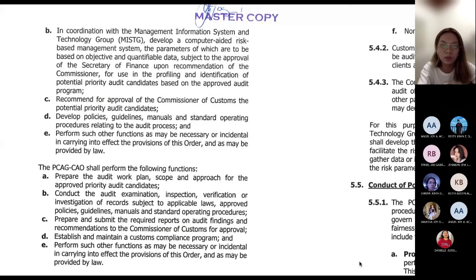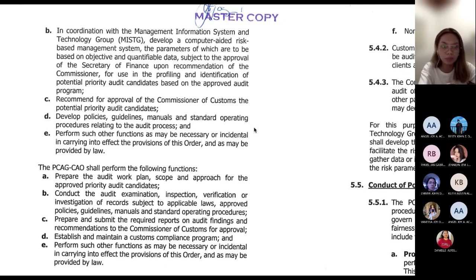In coordination with the Management Information System and Technology Group or MISTG, develop a computer-aided risk-based management system. The parameters of each are to be based on objective and quantifiable data, subject to the approval of the Secretary of Finance upon recommendation of the Commissioner for use in the profiling and identification of potential priority audit candidates based on the approved audit program.